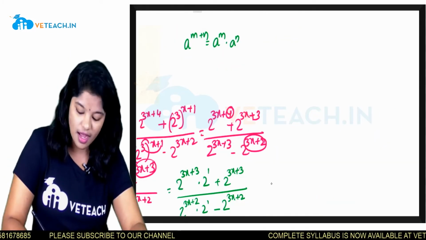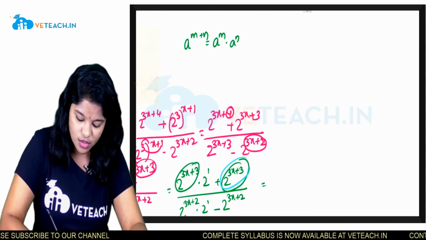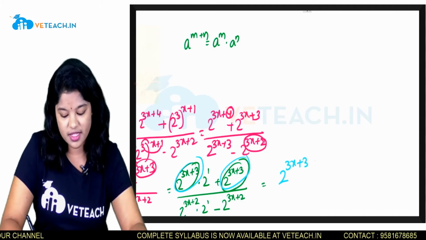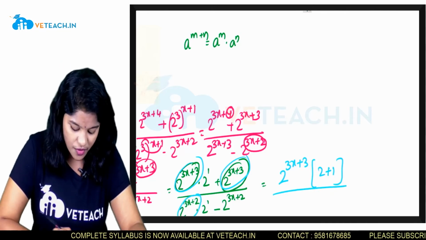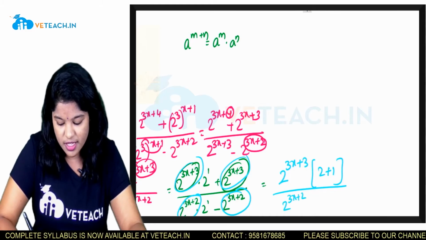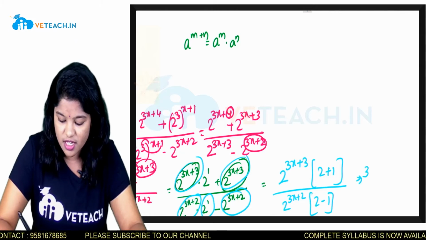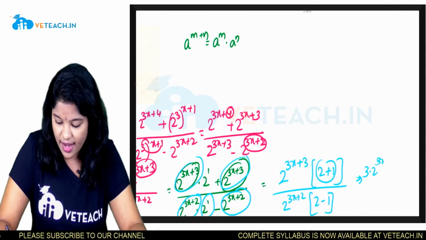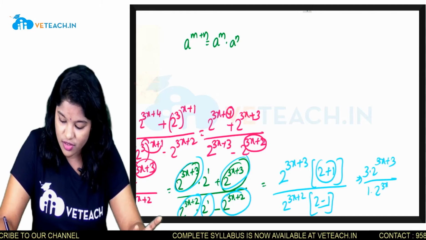Now here we have 2^(3x+3) as common. So taking that term as common, we get 2^(3x+3) and in the brackets we have 2 plus 1, divided by, here also we have the term 2^(3x+2) as common, so 2^(3x+2) into, here we have 2 minus 1. So this is nothing but 2 plus 1 is 3 into 2^(3x+3), divided by 2 minus 1 is 1, so 1 into 2^(3x+2).